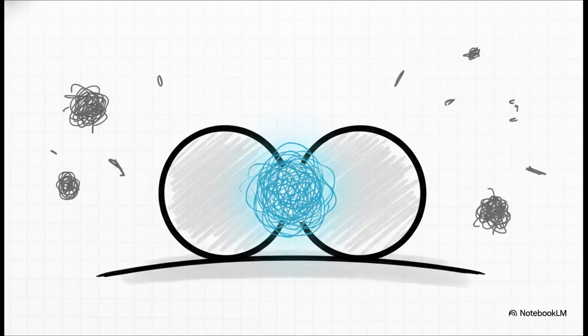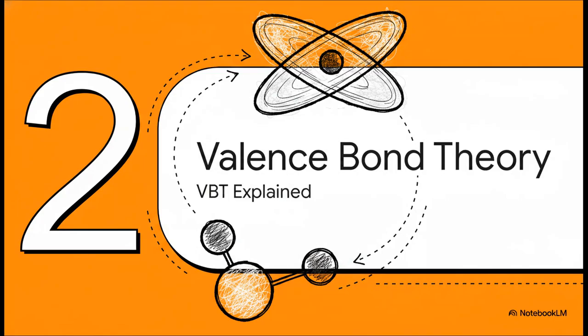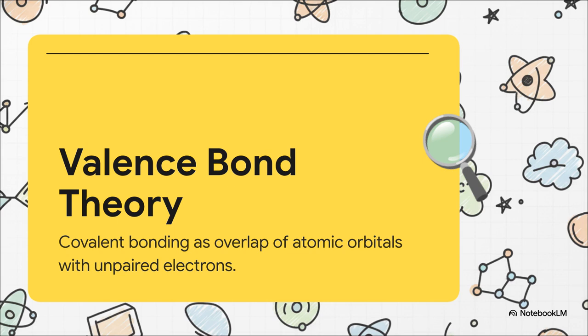So today, we're going to focus sharply on covalent bonding, which is the sharing of electrons, and the absolutely amazing theories scientists came up with to explain exactly how this sharing works. Moving into part 2, Valence Bond Theory explained. So our first crack at understanding these covalent bonds is actually super intuitive.